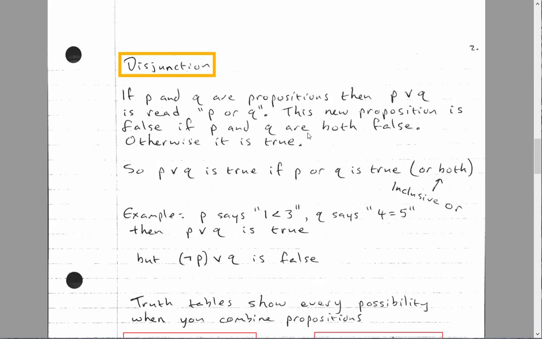Okay, and the way this one works, this new proposition P or Q is false if P and Q are both false, otherwise it's true. Another way to say that is if P is true or Q is true, or they're both true, then P or Q is true. The disjunction. Yeah, this is inclusive or. It includes the both being true case. We'll see another version.